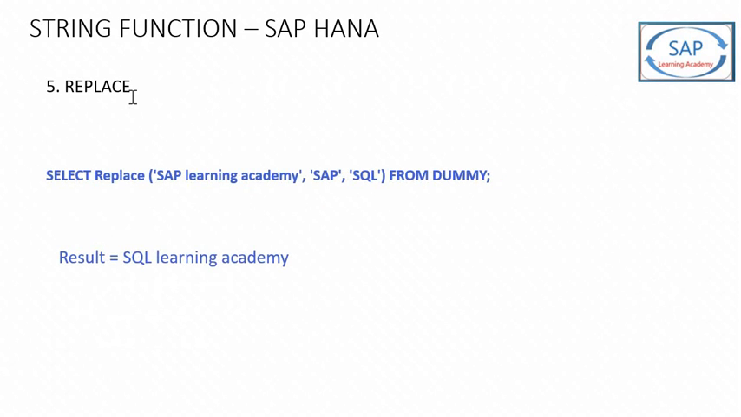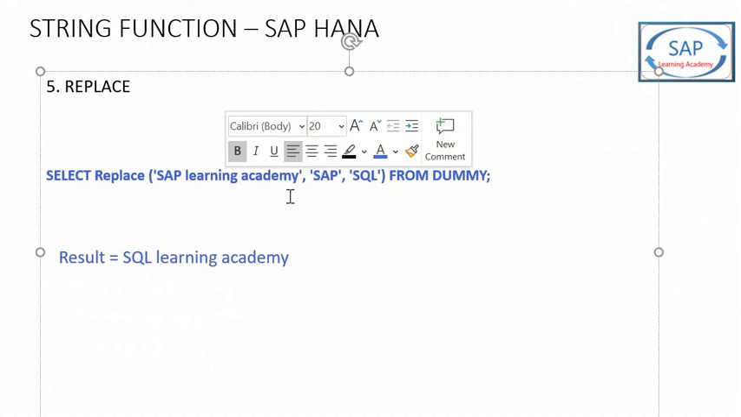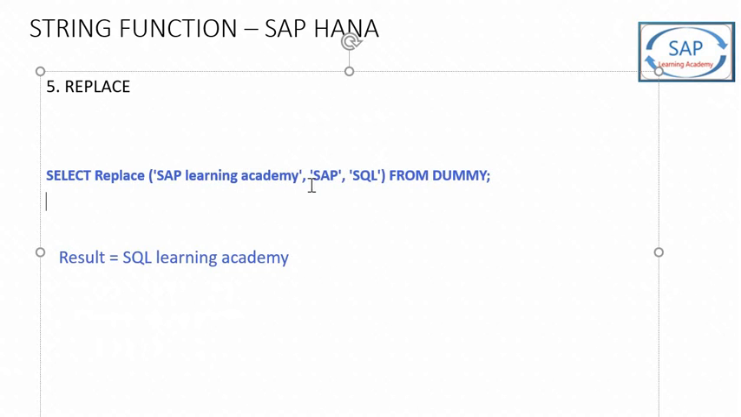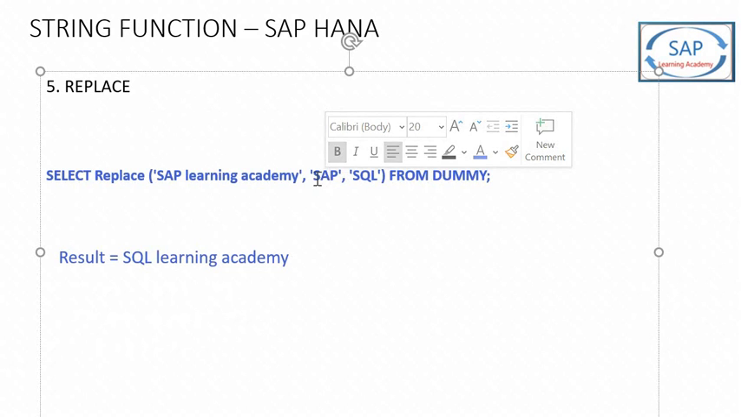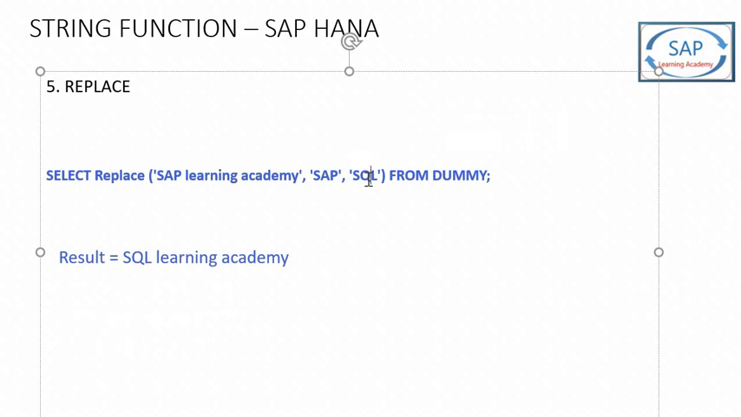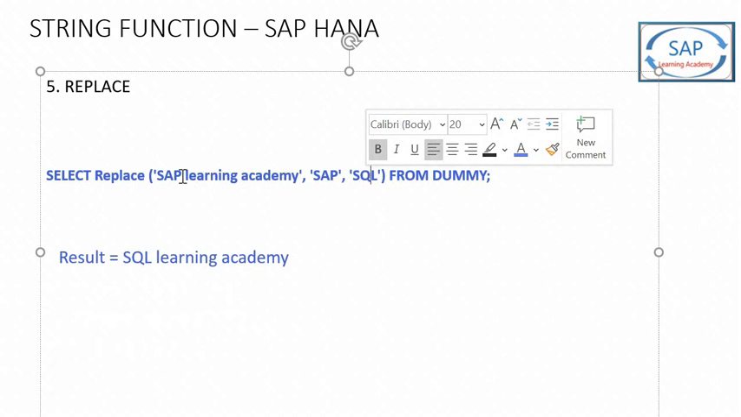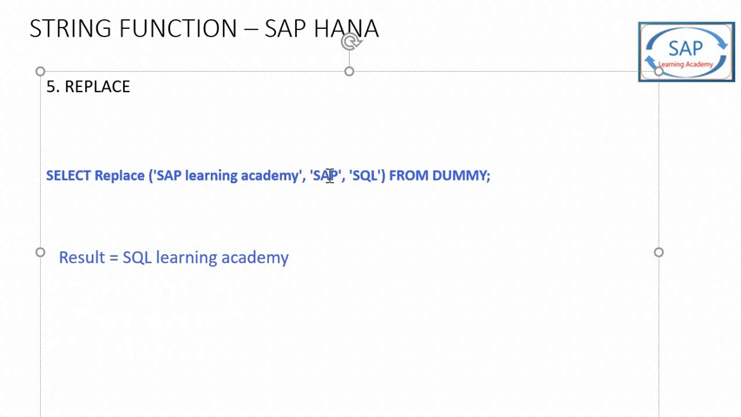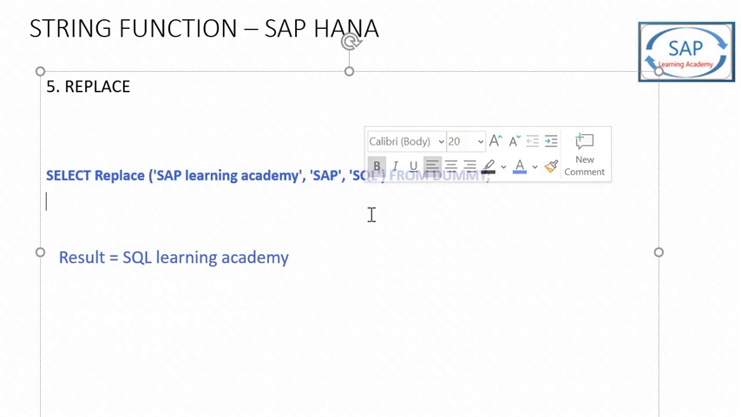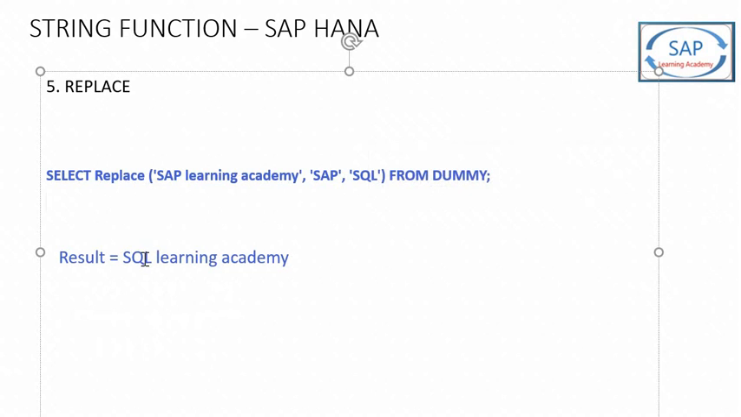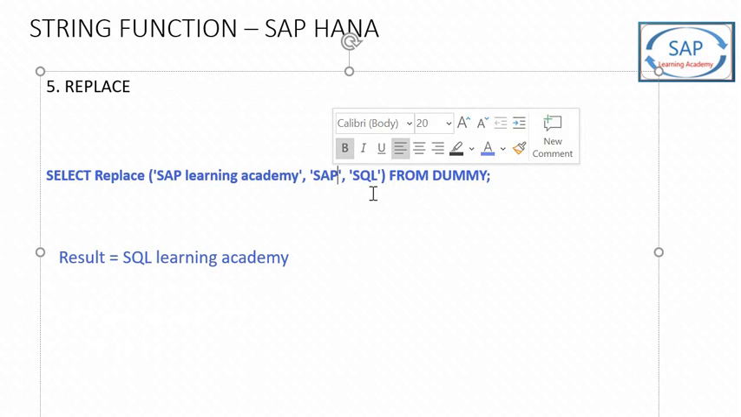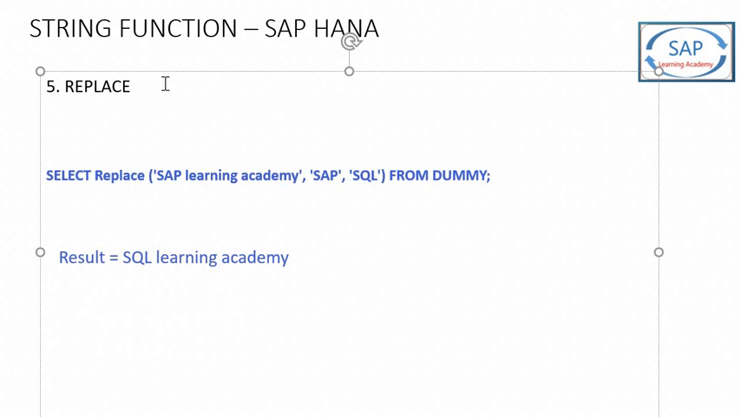Now I'm going to replace. Replace takes three sets. One is your main character string, then the searchable or replaceable text, and then what it is replaced with. So in this case, my SAP will be replaced by SQL, and the result will be SQL Learning Academy. So in SAP Learning Academy, SAP is replaced by SQL. That's the way you can use the replace function.